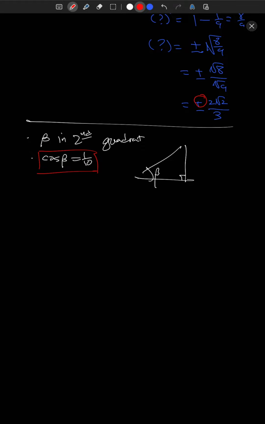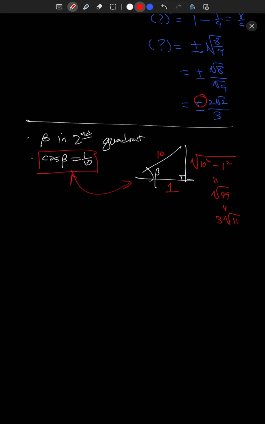Okay, so if I try to draw a triangle representing this fact, I need adjacent over hypotenuse to be 1/10. In order to create a triangle that satisfies that, the easiest one is just to put 1 here and 10 there. Then adjacent over hypotenuse is 1/10, cosine beta is 1/10. So this picture satisfies this equation. And the Pythagorean theorem now tells me this side should be the square root of 10 squared minus 1 squared, which is square root of 99, which is 3 root 11.